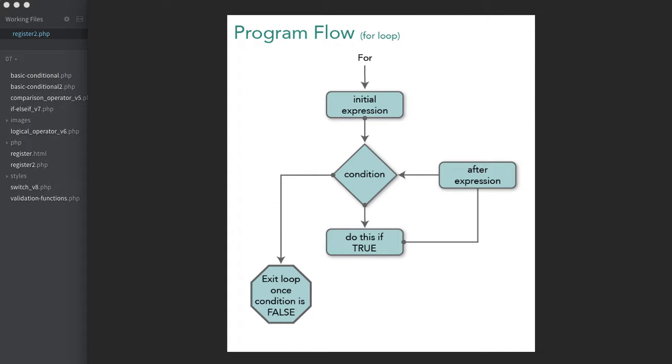PHP supports three kinds of loops: for, while, and for each. The while loop is similar to for, but it's used most frequently when you're retrieving values from a database or reading from a text file. The for each loop is related to using arrays, and we'll be talking about that in a later section of our course as well. I do want to introduce you to the for loop though.